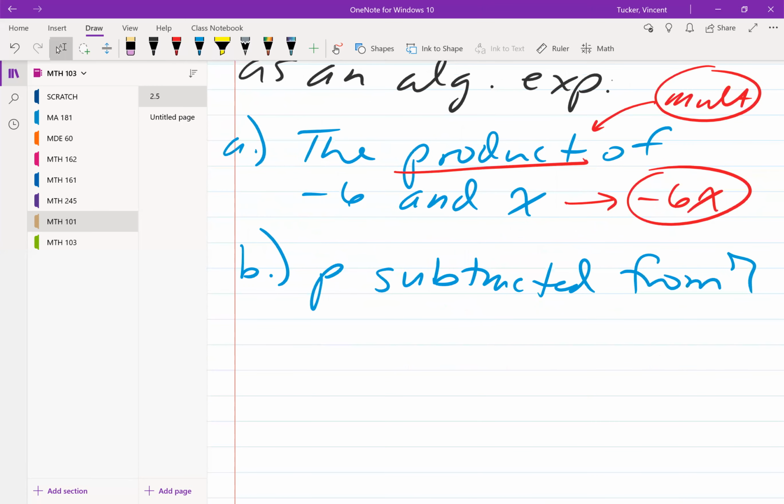So the next one, p subtracted from 7. Key phrase here, subtracted from. You just have to be careful with your ordering when it comes to subtraction. Writing the 7 before the minus sign or afterwards does matter. So you want p subtracted from 7. So that's going to be 7 minus p, because you subtracted the p from the 7. I'm going to write that for you.